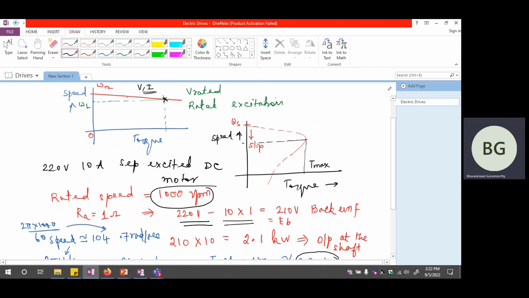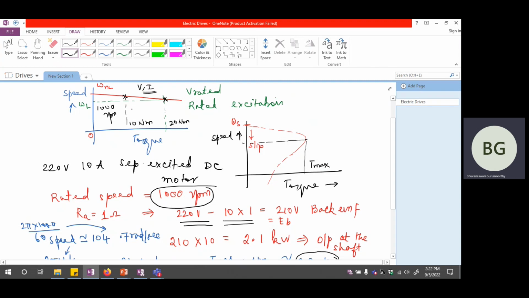So if I want a torque of only 10 Newton meter, whereas this is 20 Newton meter, as a rule, it will run at a slightly higher speed than 1000 RPM. This is corresponding to 1000 RPM. So I would not be able to vary the speed. If I want 10 Newton meter, then the speed is set in stone. I will not be able to vary the speed.